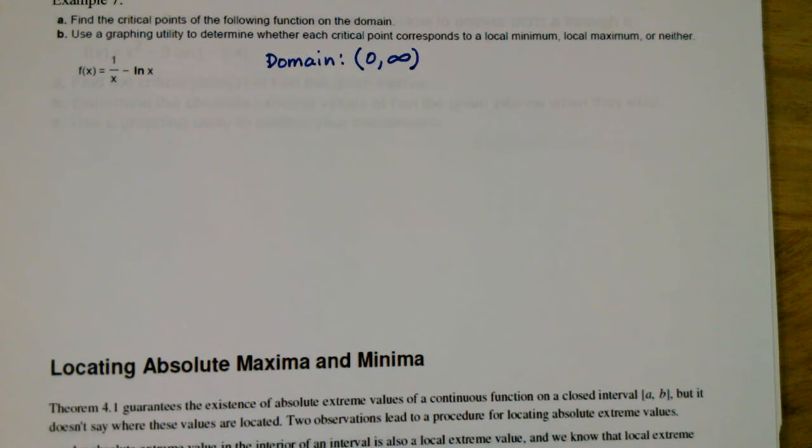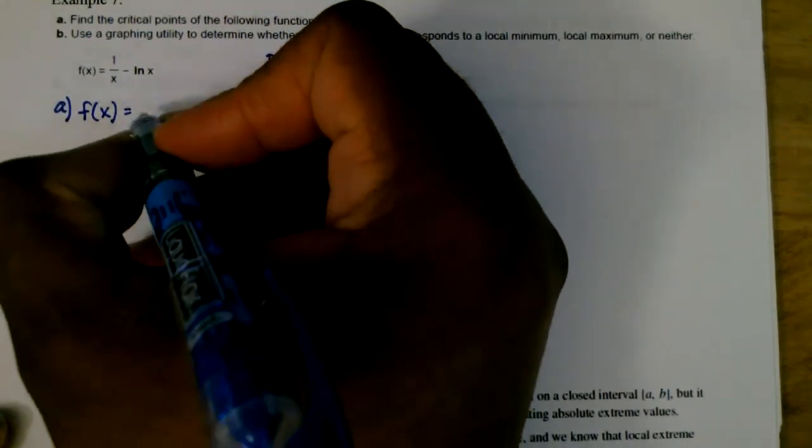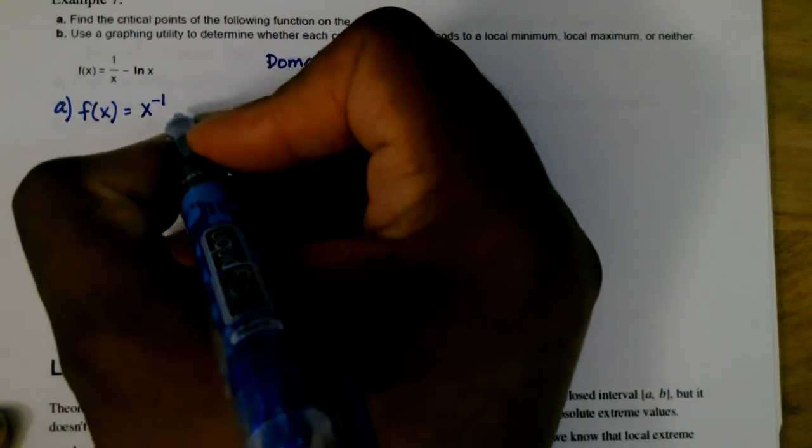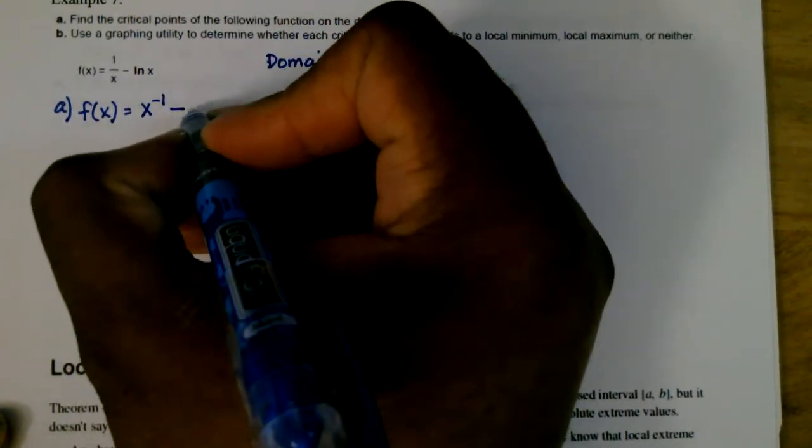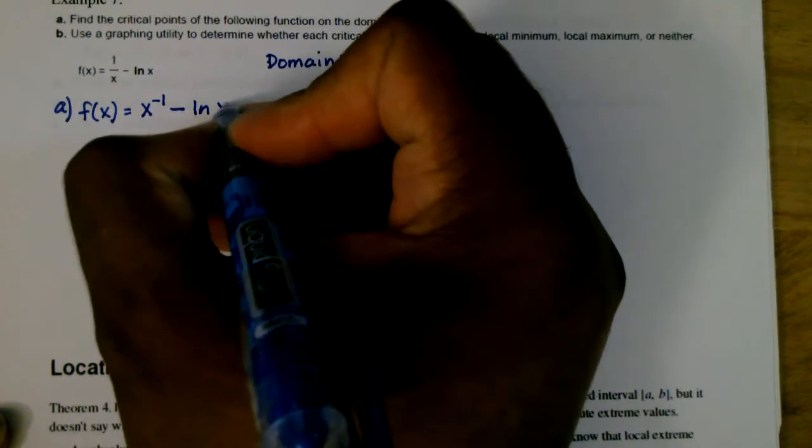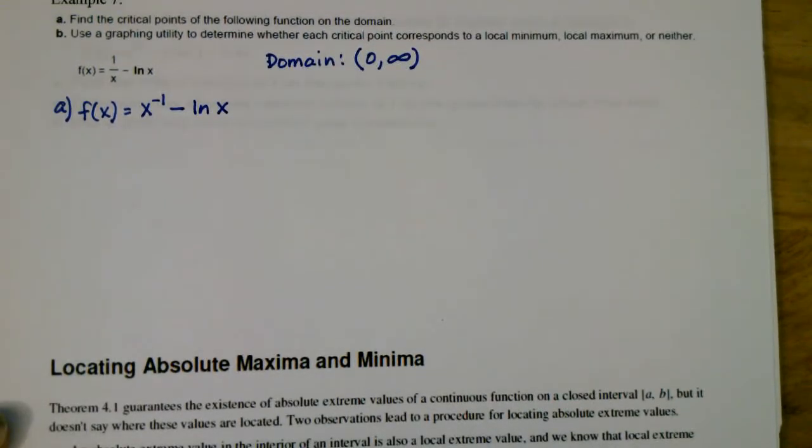So the domain in this case is going to be from 0 to infinity, not including 0. Now let's go ahead and take the derivative of this function so that we can find our critical values here. I'm going to rewrite the 1/x in exponential form using negative exponents. And that's x to the -1 minus ln of x.